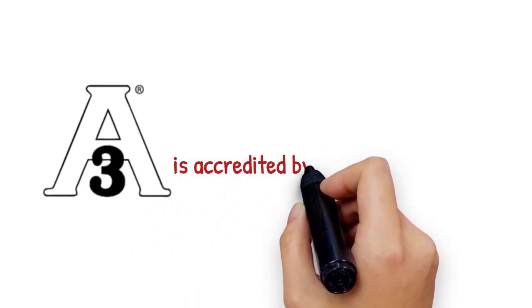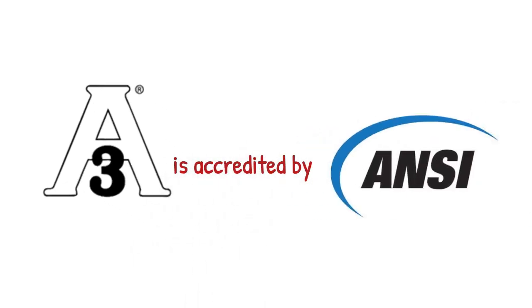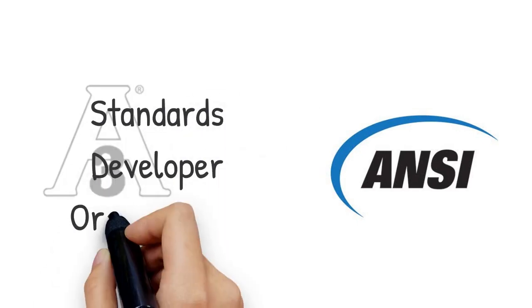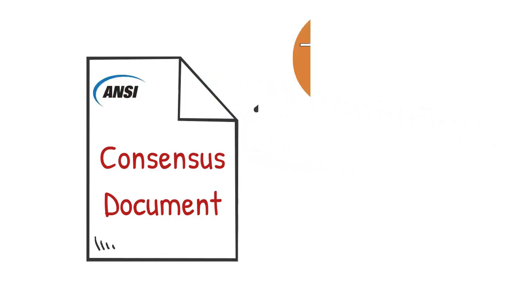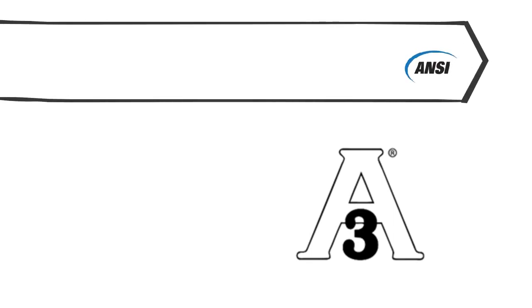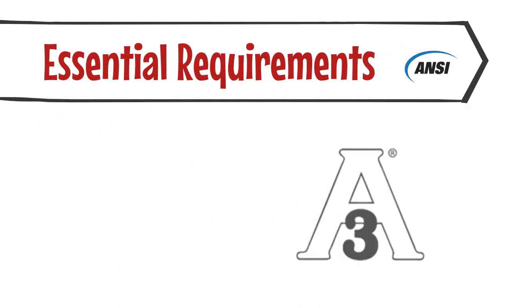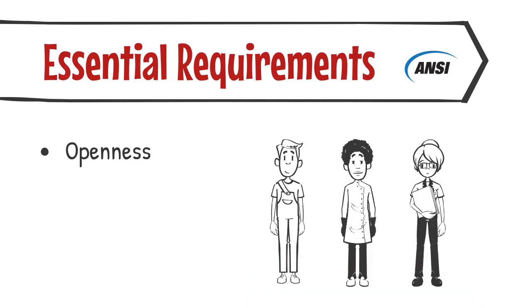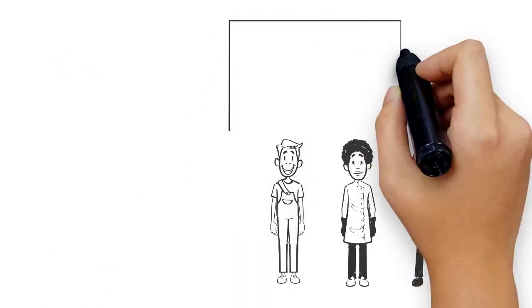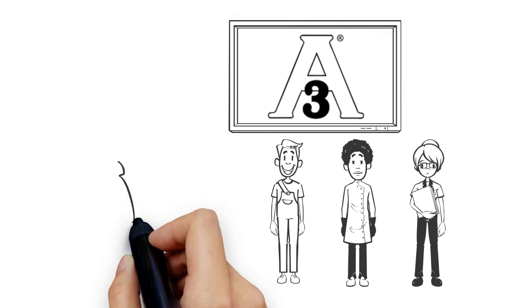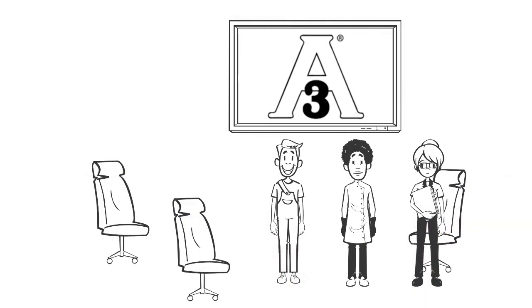Today, 3A SSI is accredited by the American National Standards Institute, or ANSI, as a standards developer organization. ANSI is recognized as the authority for U.S. developers of consensus documents across multiple industries. The 3A SSI procedures conform to ANSI's essential requirements to help assure openness to all interested parties, a balanced consensus body, open participation, and fundamental due process procedures. This offers all stakeholders an equal voice and the opportunity to participate.